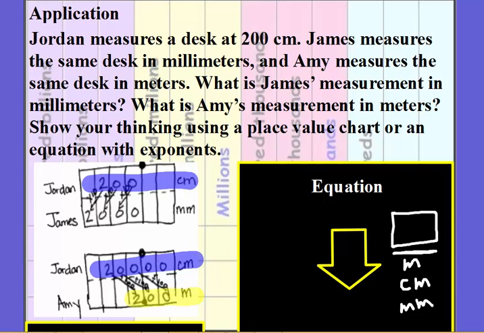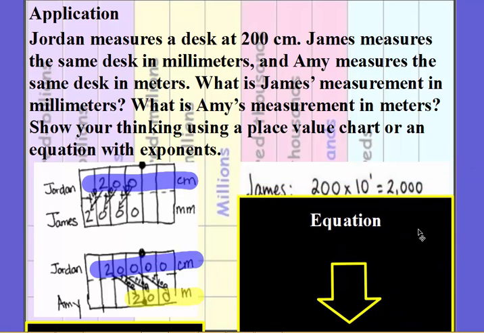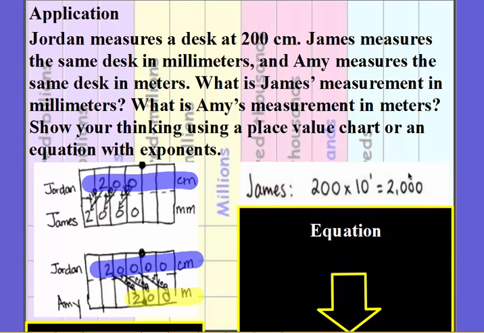It's that same length. What if, though, instead of place value, I wanted to show an equation? Well, this is my millimeters. 200 times 10 to the first. Why is it 10 to the first? Well, remember, I'm going one place value over. I'm going from hundreds for centimeters to thousands. So there's an extra 0, so I need to go one place value over.